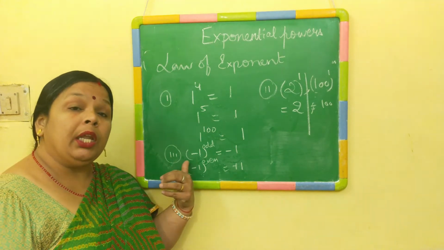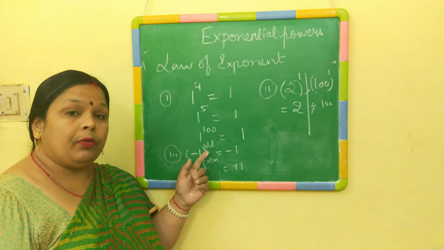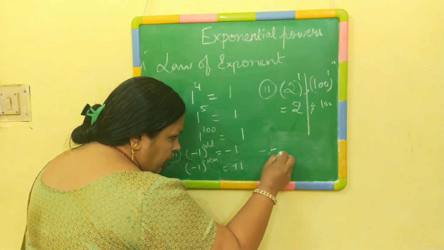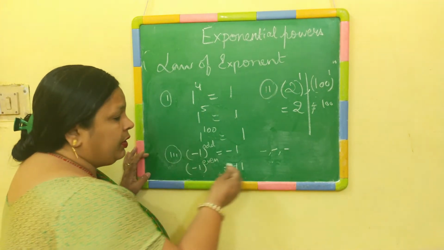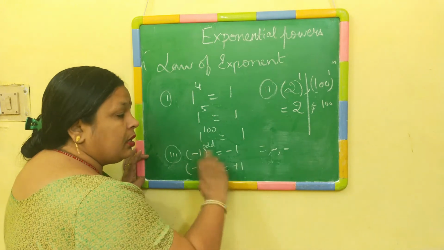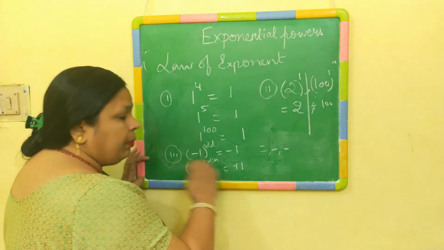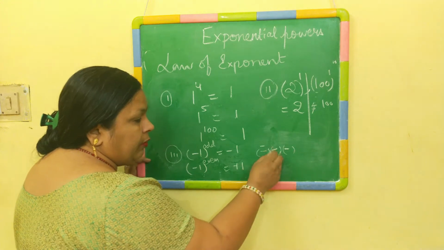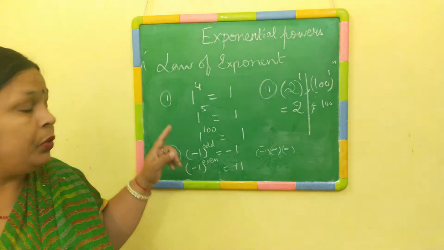And when a negative base is raised to an odd power, you will get 2 minuses and the minimum is 3. If it is 1 also, the answer is negative. If you have 3 and multiplying it, again the answer is going to be negative. So what are the 3 important conclusions?